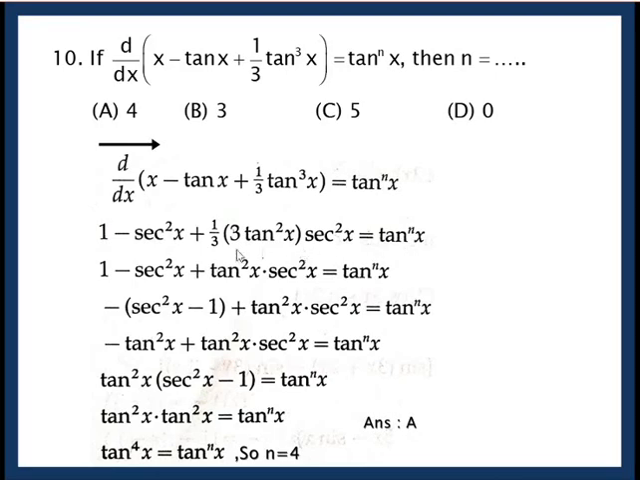Now the rest part is trigonometry. I take minus n common from two terms to get sec square x minus 1, which is tan square. Now this is tan square sec square. I can take tan square common to get in bracket sec square minus 1, which is again tan square. So I get tan raised to 4 equal to tan raised to n x. So that gives me n equal to 4. So the correct option is A, Ahmedabad.